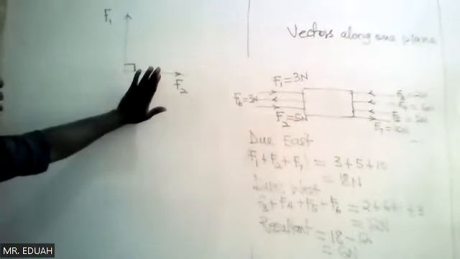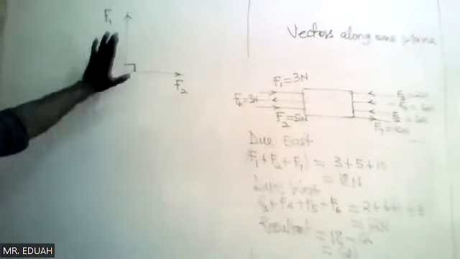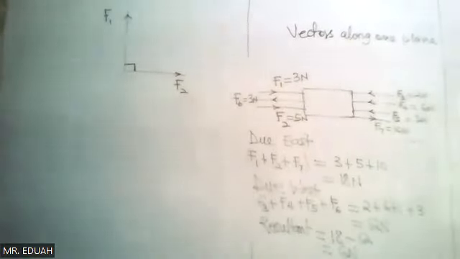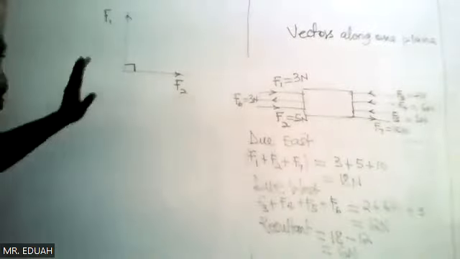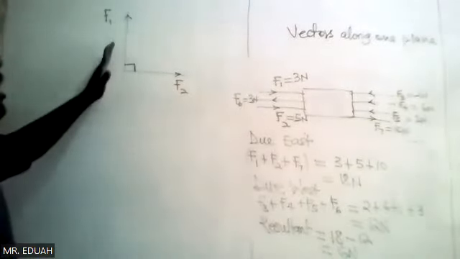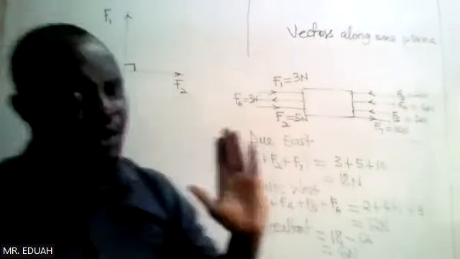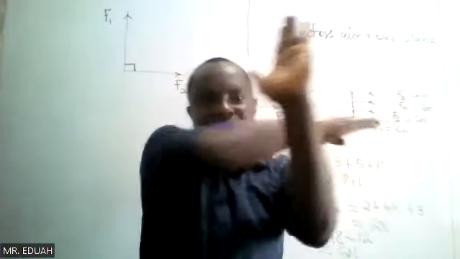To determine the resultant, when you have vectors connected in this manner, the first thing you have to do is look at the direction. Direction of F1, direction of F2. One is going here, another one is going here.